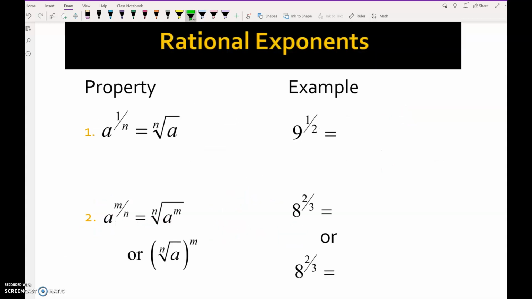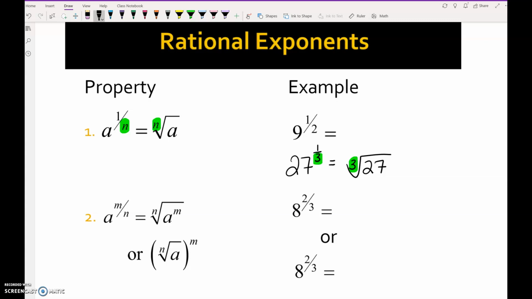The next property we're going to talk about is rewriting radicals in rational exponent form, or rewriting rational exponent form in radical form. The property is that a raised to the 1 over n is the same as the nth root of a. The bottom of that fraction exponent is the same as the index. So let's add one. Let's do 27 raised to the 1/3. That bottom number of the fraction is going to be the index of the radical. So it's going to be the third root of 27.